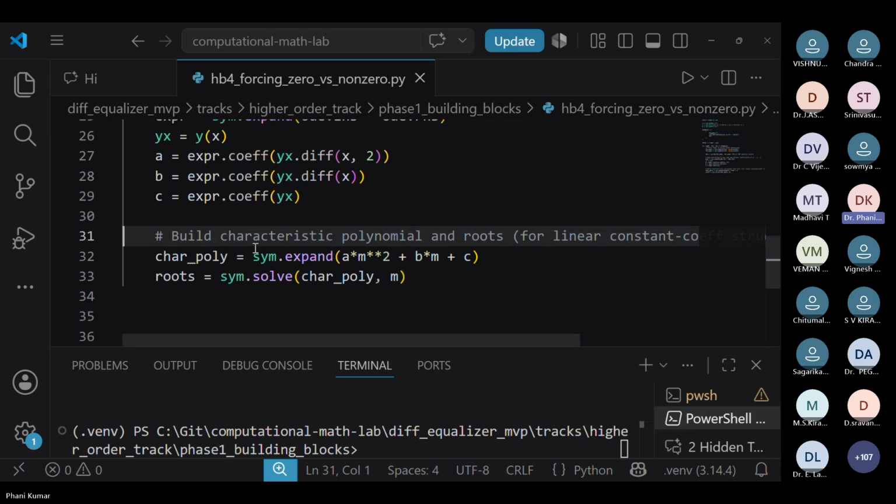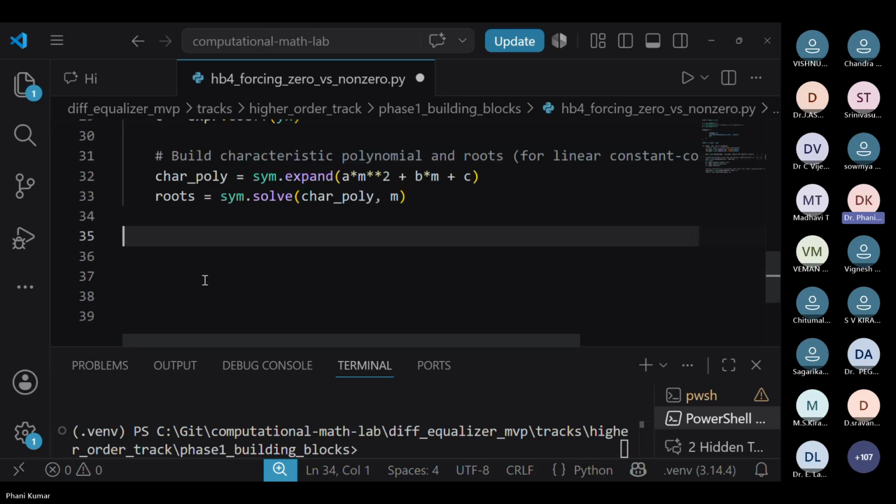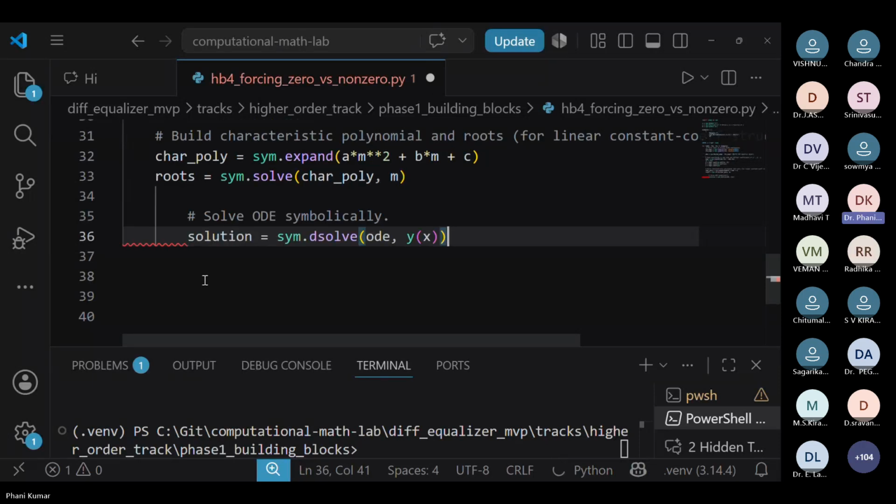For this polynomial, we have to find the roots. How to find the roots? This is the method sim dot solve. What are we going to solve? We are going to solve this characteristic polynomial, char dot poly. Because these are the variables, sir. You can use any variable, whatever variable you want, you can put that variable. So we are going to solve this characteristic polynomial and the roots are m, right?